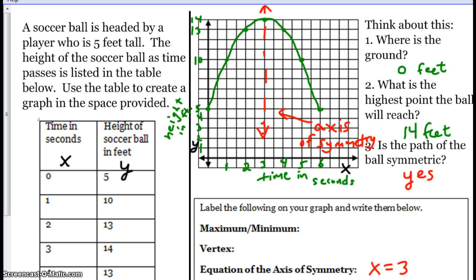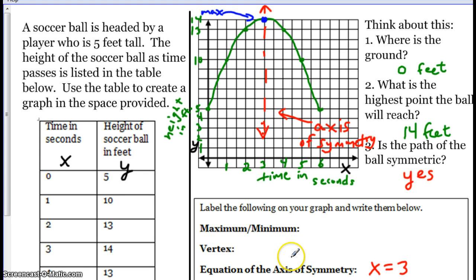Also, let's label the maximum point. This parabola has a maximum. We talked about it was at the 14 feet. And that would be our maximum point. And our maximum is also the vertex when it comes to the parabola.